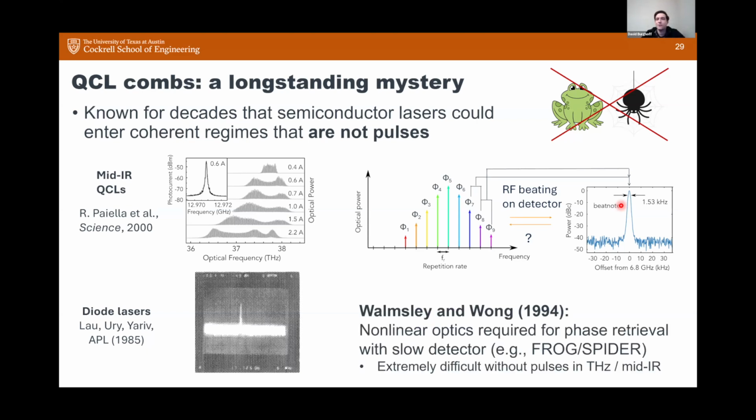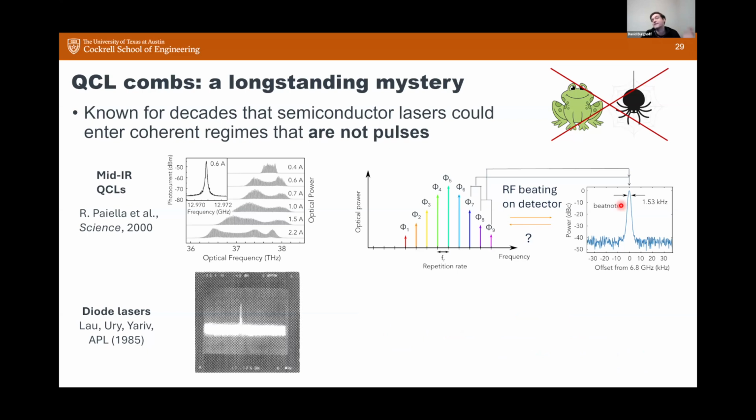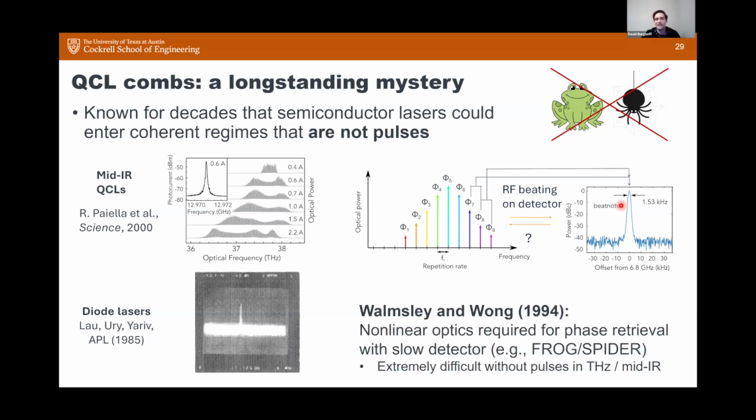By the way, what do these FROG and SPIDER cartoons have to do with this? FROG and SPIDER are very well-established techniques for measuring the shape of a waveform. They are acronyms. There's a classic result from Ian Walmsley, who used to be the head of Optica, or the OSA. They showed that you need nonlinear optics in order to do phase retrieval. To actually figure out what the phases are, if you have a slow detector, you need to be able to do nonlinear optics on this to figure out what these waveforms were.